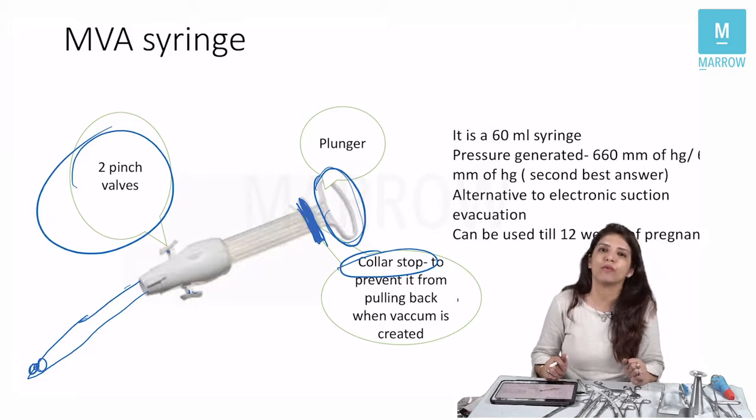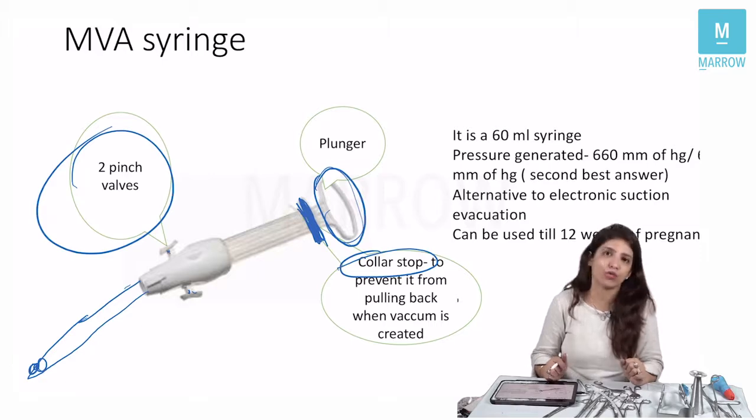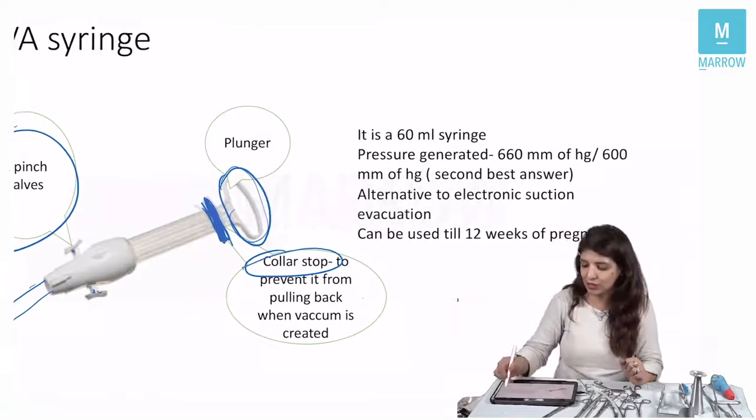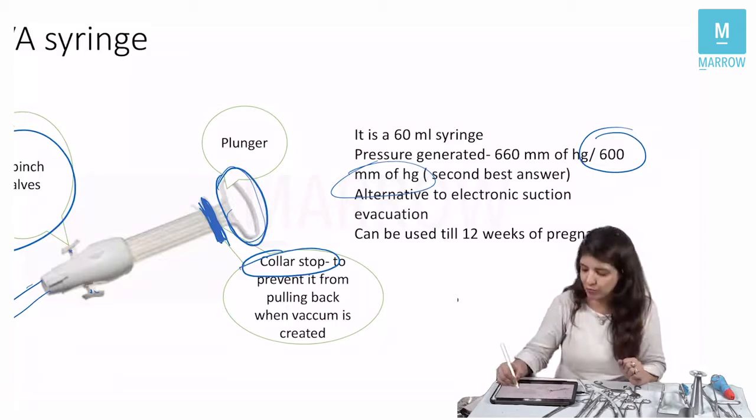Questions which they ask you on a manual vacuum aspiration syringe are, what is the capacity of the MVA syringe? The capacity of the MVA syringe is 60 ml. Next question is, what is the pressure generated by the MVA syringe? The best answer for this question would be 660 millimeters of mercury, but if 660 millimeters of mercury is not given, then only you are going to mark it as 600 millimeters of mercury.